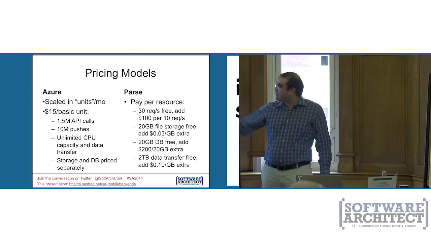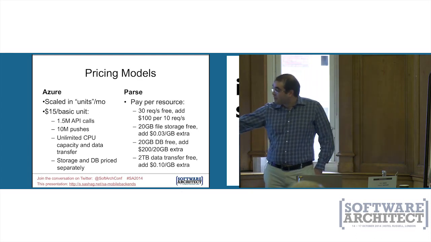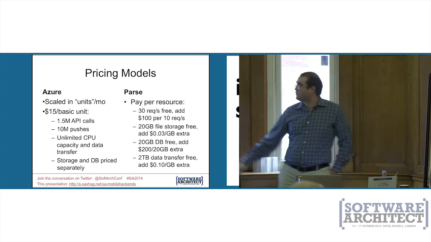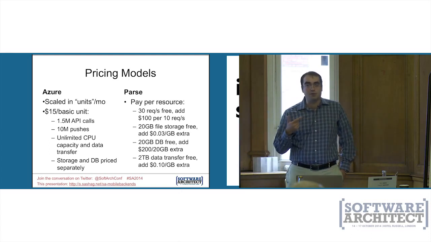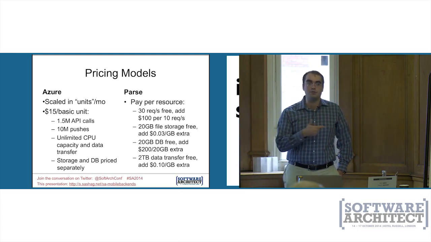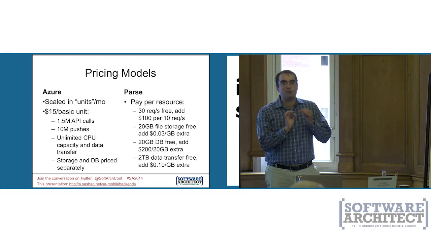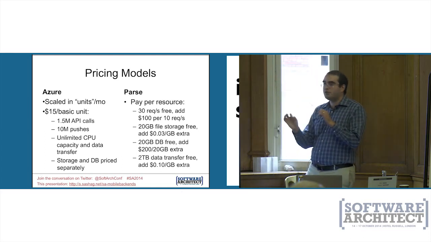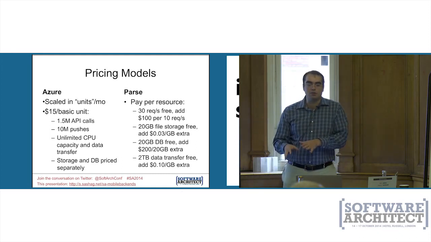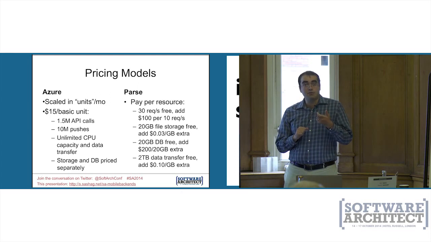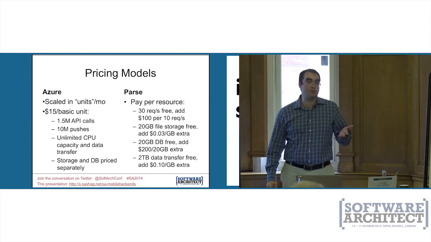You get 20 gigabytes of file storage free and 3 cents per gigabyte extra. You get 20 gigabytes database for free, and you add $200 for 20 gigabytes extra. And you get 2 terabytes of data transfer free, data coming in and out of your service every month, and you add 10 cents per gigabyte extra. So you see it's more granular. If you're sending lots of push notifications which have really tiny payloads, then your data transfer is going to be real small. If you have only a small amount of data you're storing in your service, then 20 gigabytes database could be enough for millions of users, theoretically.